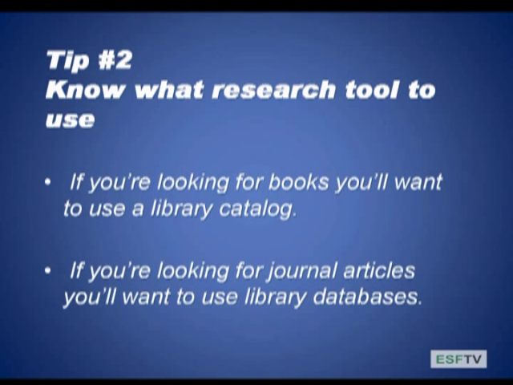Tip number 2 is know what research tool to use. If you're looking for books, you'll want to use a library catalog. If you're looking for journal articles, you'll want to use library databases. When you're in a library, they have different kinds of research tools for different reasons. Most libraries have a library catalog for searching books, journal titles, videos, and other kinds of material.